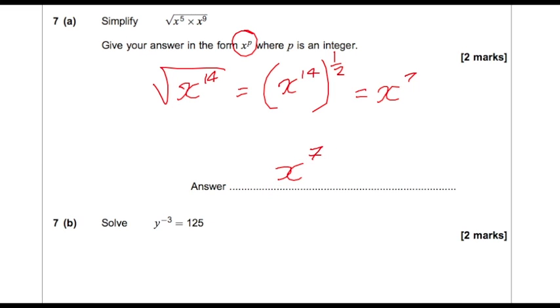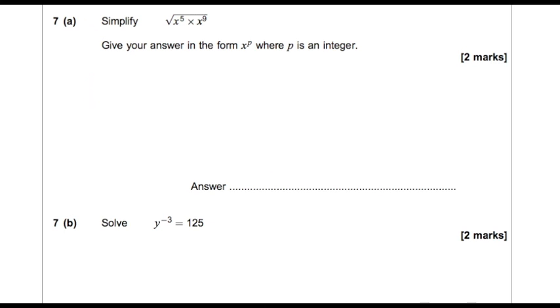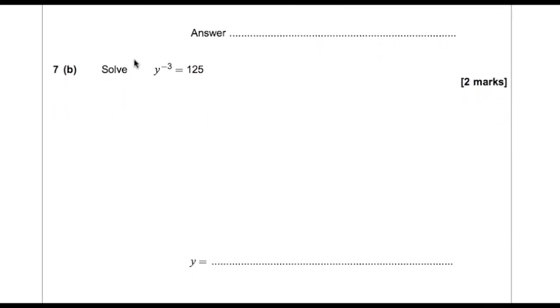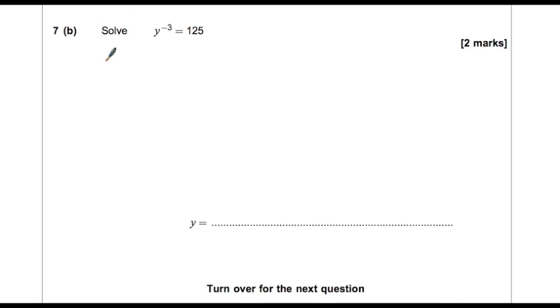Good. Right, 7b is a bit more difficult. So solve y to the minus 3 equals 125. There's two ways you can do this. I prefer to think, what do I put the power of y to, so it becomes just y to the power of 1? So in other words, what do we times minus 3 by to give 1? That would be minus a third.